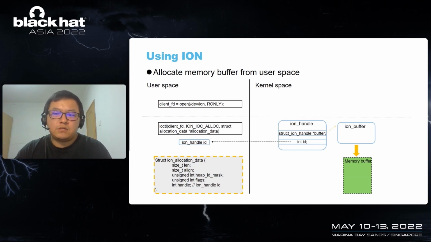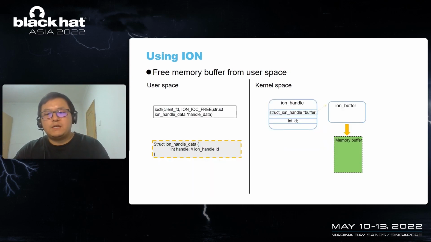First of all, we can use Ion to allocate memory buffers from user space. For a user process, it can open the Ion device and then it will get a client FD. After this, we can use the ION_IOC_ALLOC command to allocate a memory buffer with the syscall ioctl. This operation will trigger Ion to create an Ion handle object. An Ion buffer object will be associated with this Ion handle object. And this Ion buffer object represents the memory buffer allocated for the user process. The Ion handle ID will be copied into the user process. With this Ion handle ID, the user process can do further operations to the memory buffer.